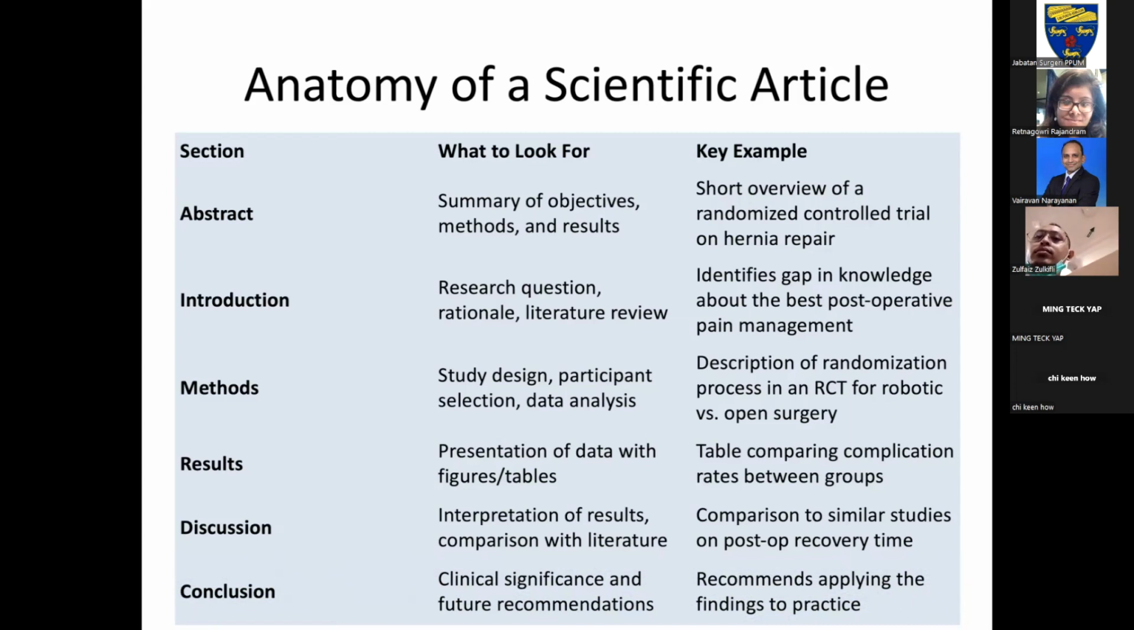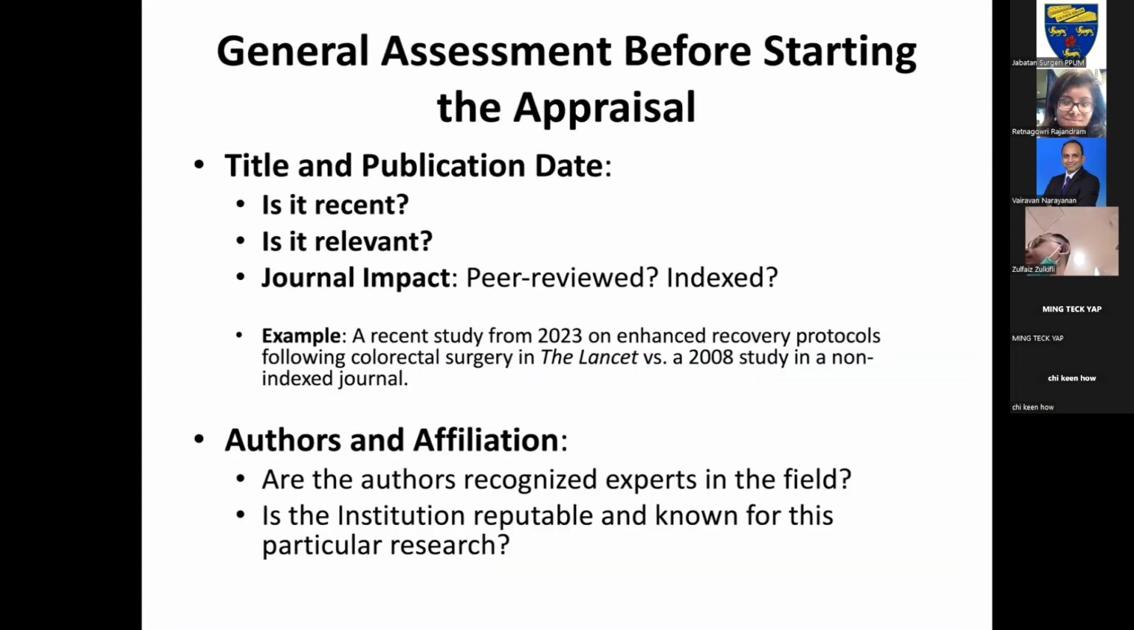And this whole thing is the anatomy of a scientific article. It follows the IMRAD technique. If you all know, it's I for introduction, M for methods, R for results, D for discussion. And you add on the conclusion at the back. So this is a standard way of how articles are written, and this is what you use as your template to assess the paper you're going to critically appraise.